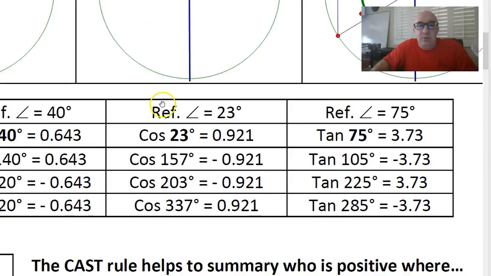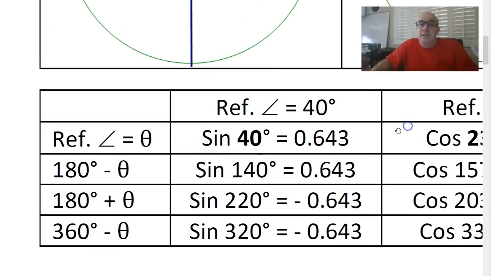Now what happens when you do that is, in this case, there's the 40 I was using. So there they are: 40, 140, 220, 320. Notice those angles all produce the same sine value. There it is. But 2 of the times are negative and 2 of the times are positive. Now why would some be negative and some positive?